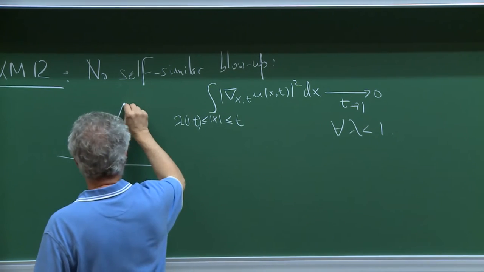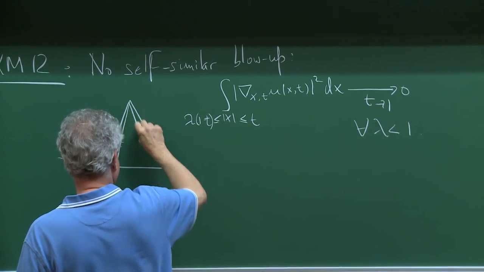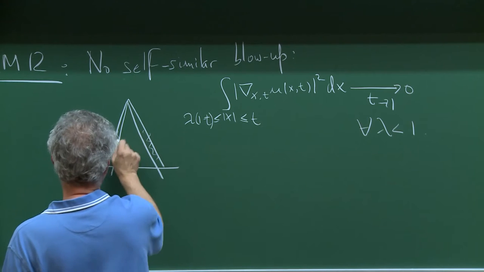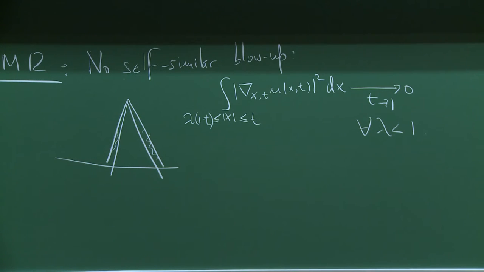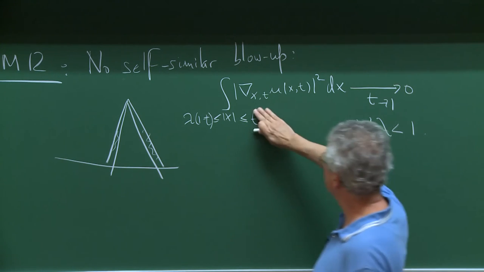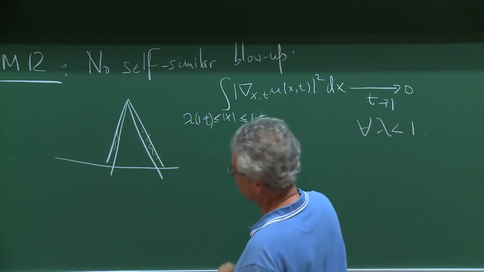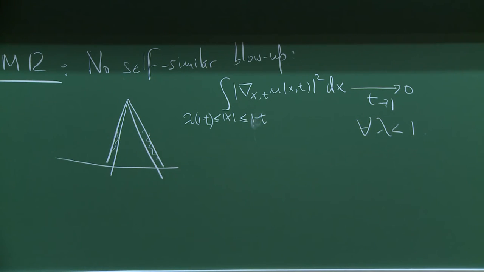So in here, there's no energy. So all the energy concentrates close to the axis. I mean, there's a spike. Pardon me? 1 minus t, yeah, I'm sorry. Thank you. So that was the first step.